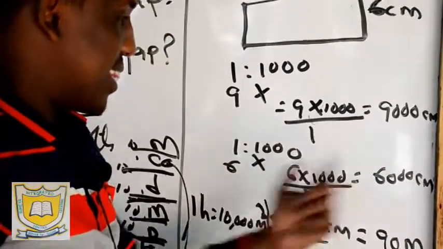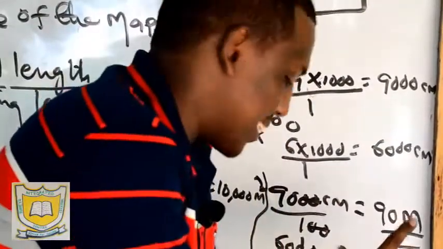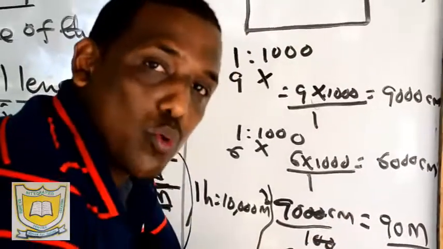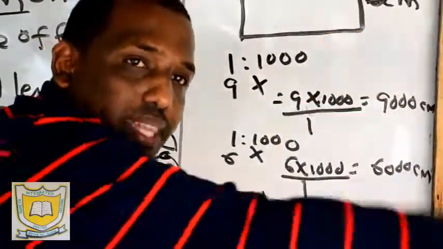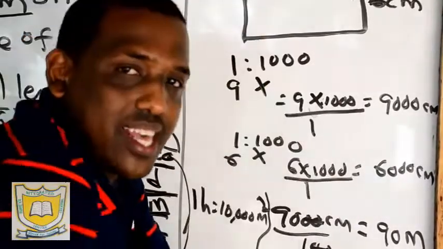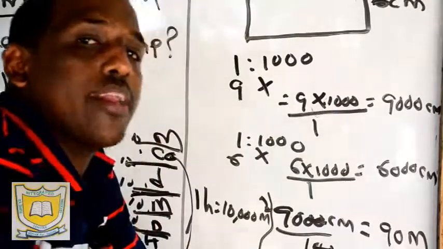After getting this, they said you change it into hectares. Before you change into hectares, we change them into meters. You first change the length into meters, you change the width into meters, then you get the actual area. Then after that is when you convert the meter squared into hectares.